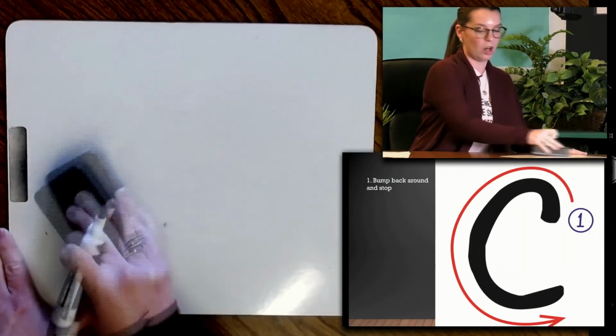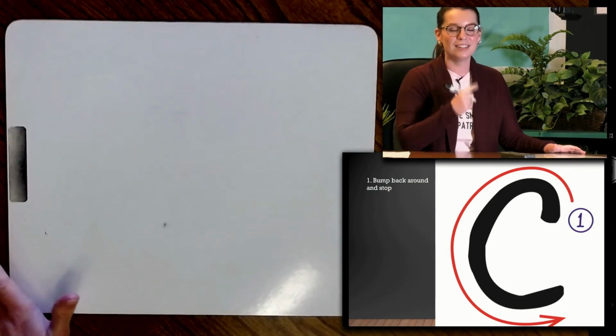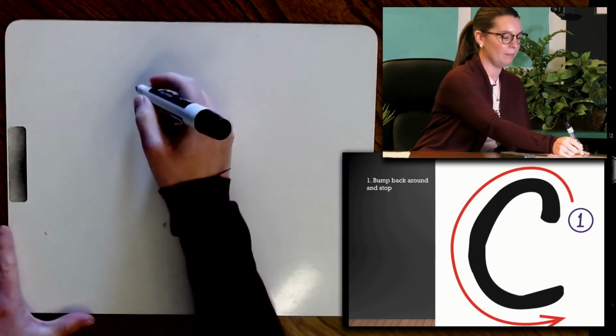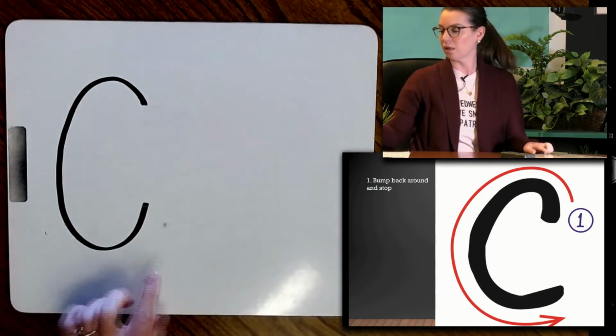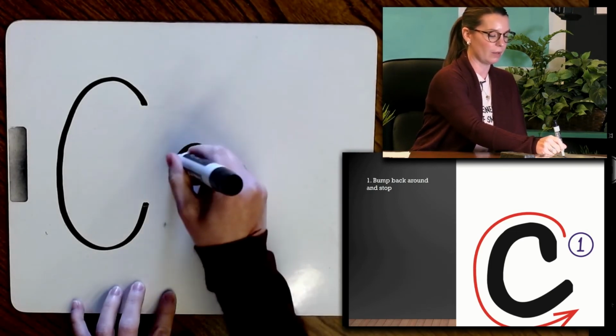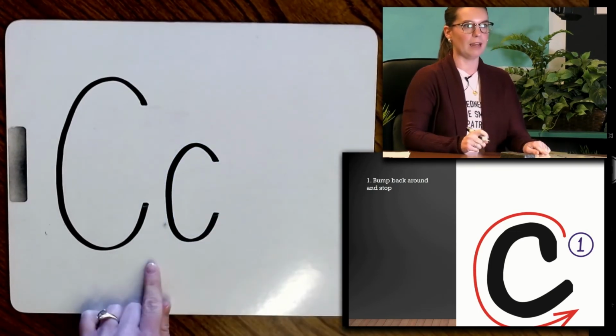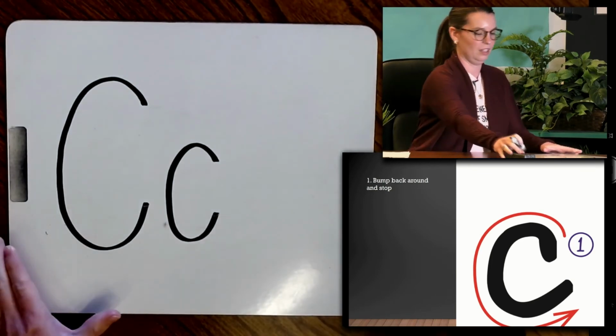Oh, this is our new one. Do you remember what it's called? C. Do you remember its sound? K. Good. Capital C. Pens up, bump back around, and stop. Lowercase c is a letter that's small, so pens out, bump back around, and stop. Name this letter C. Sound this letter K. Erase.